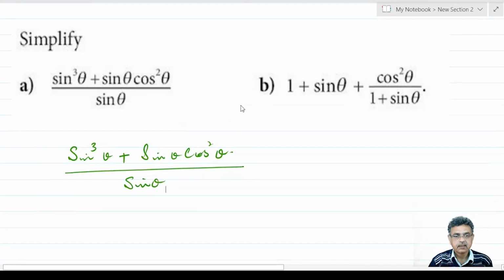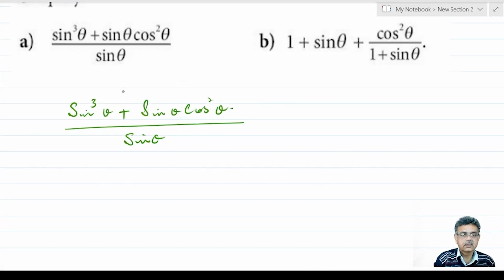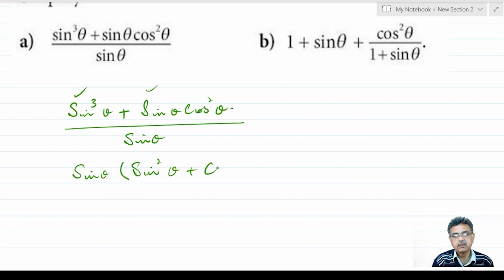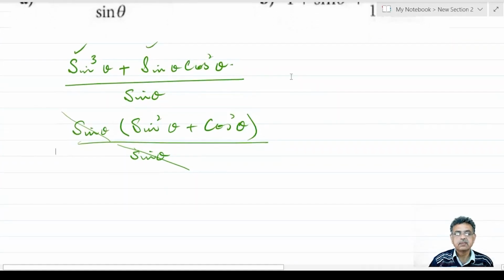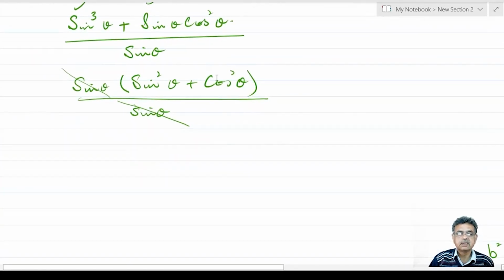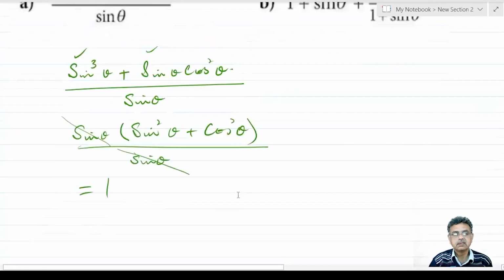Now look, it is very interesting what we can do. Sine theta is common. From here we will have sine square theta, and this one will be cos square theta, and there is sine theta here. You can see that these two cancel. Then we are left with sine square theta plus cos square theta, which is equal to 1. So this whole expression is equal to 1.